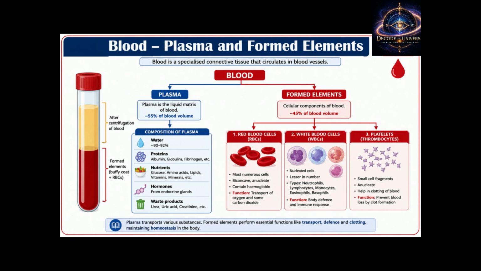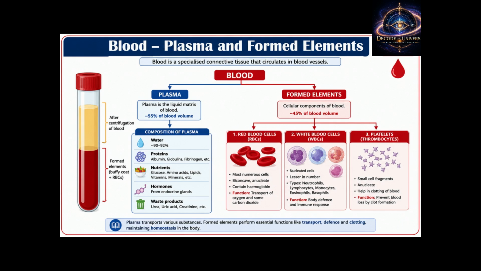3. Plasma. Plasma is straw-colored and viscous. It forms about 55% of blood. Plasma contains water, about 90 to 92%. Proteins, about 6 to 8%. Minerals: sodium, calcium, magnesium, bicarbonate, chloride. Glucose, amino acids, and lipids.